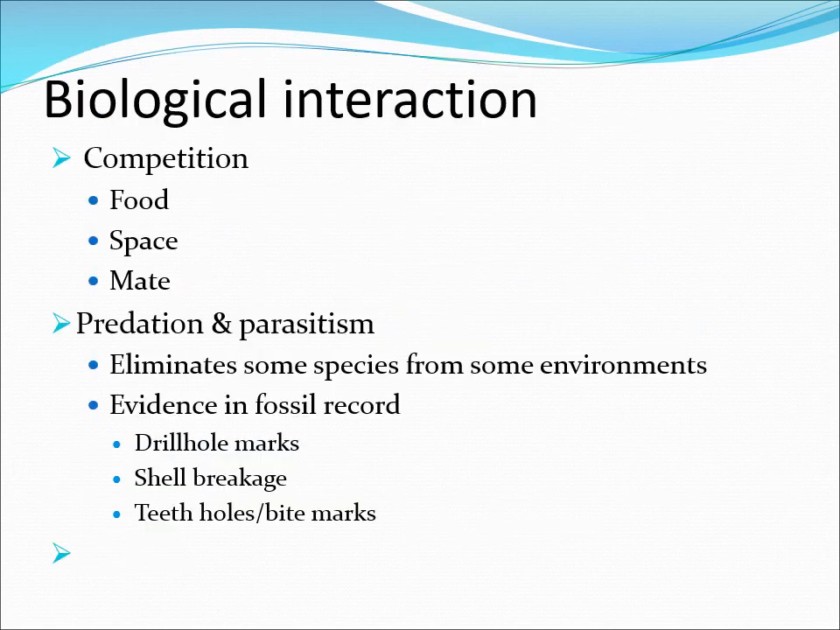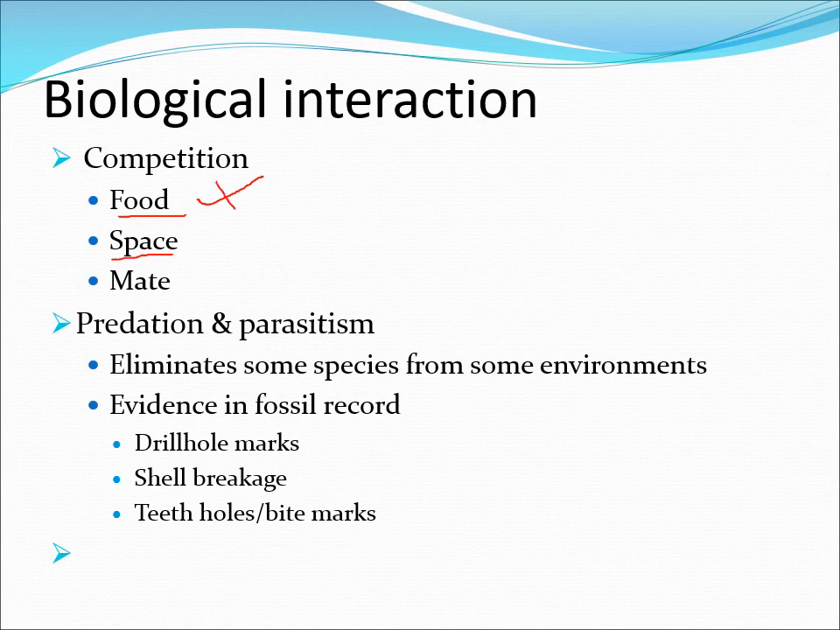Now, whenever an organism interacts with other organisms, the interaction is done mainly for three reasons: for food, for space, and for mate. So food is used for its regular day-to-day life activity so that organisms can get energy for any kind of work. That is why organisms require food for fulfilling their energy requirement.